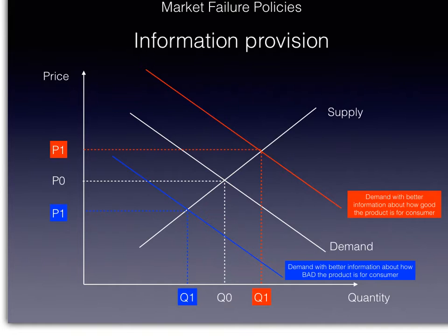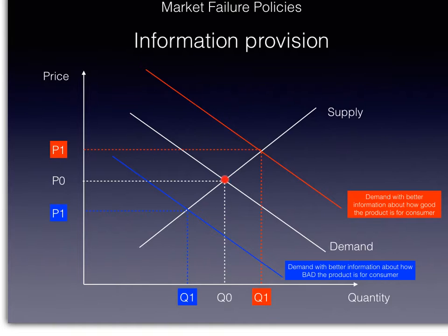So if they gave information about how good the product is for the consumer, because it's being underconsumed in the market, we don't know how good it is, and that would be a merit good, then you are saying that the demand will move to the right and your consumption will increase, because you're willing and able to pay a higher price for the good. And so the market equilibrium gets to Q1, which solves the problem of the merit good.